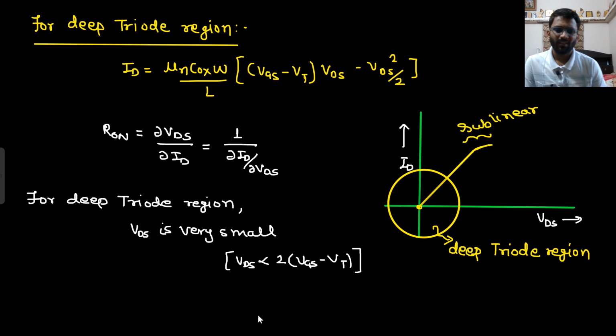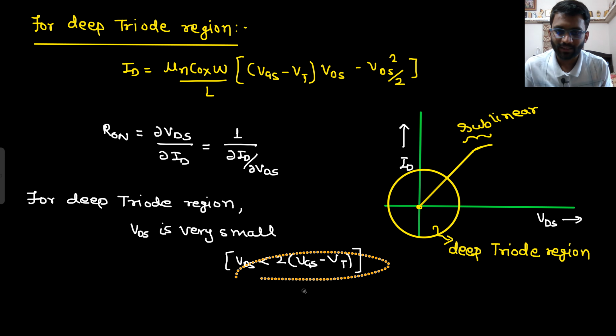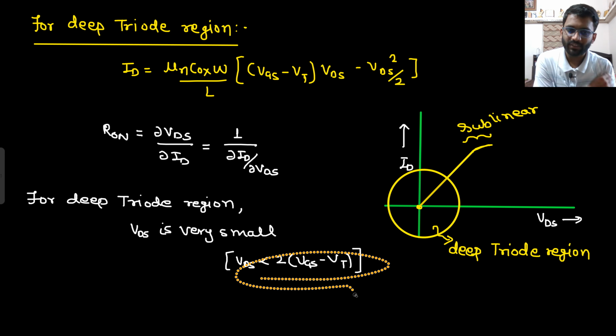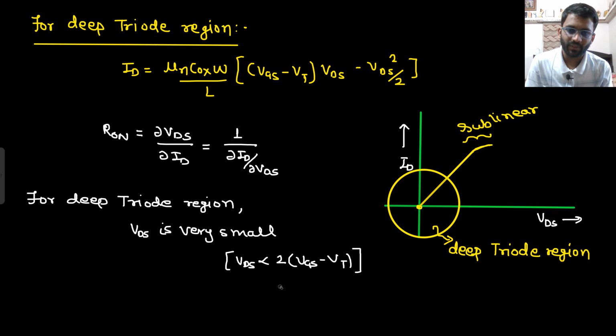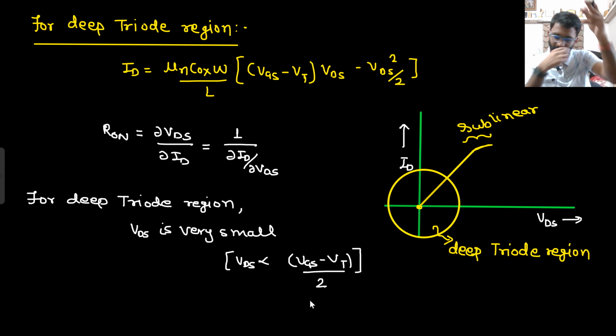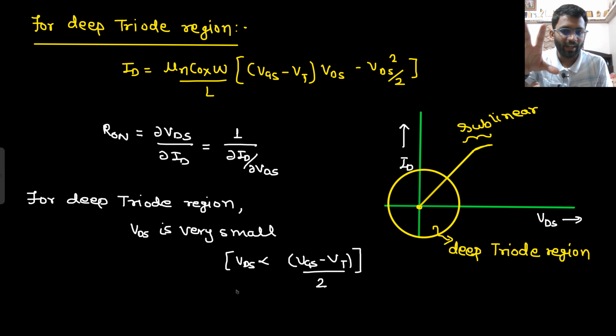Okay, I seem to have written something wrong here. Suppose VGS minus VT is 1 volt, then this should not be the case. It should be VGS minus VT by 2, right? VDS should be lesser than VGS minus VT by 2, because if VGS minus VT is 2 volt, yeah. So typically this is the case. Typically, this is not a hard and fast rule.